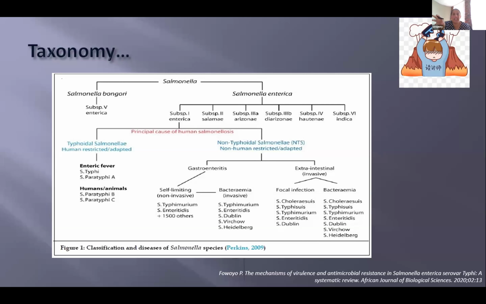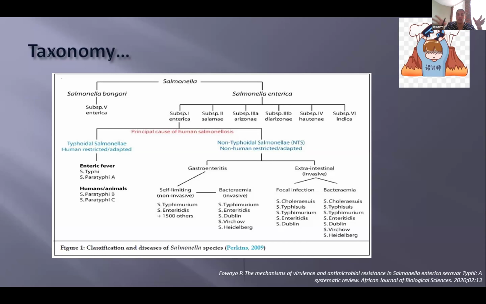The other group then is Salmonella enterica, under which you have 6 subspecies. You've got subspecies 1 enterica, subspecies 2, 3A, 3B, 4, and 6. And just to give you an idea of how big this family of organisms is, under each of these subspecies, you can have up to 2,500 serovars. We are mainly interested in subspecies 1, enterica, where again it's broken up into typhoidal salmonella, which is mainly restricted to humans, and you have Salmonella typhi, Salmonella paratyphi A, B, and C, and that's what's responsible for enteric fever.